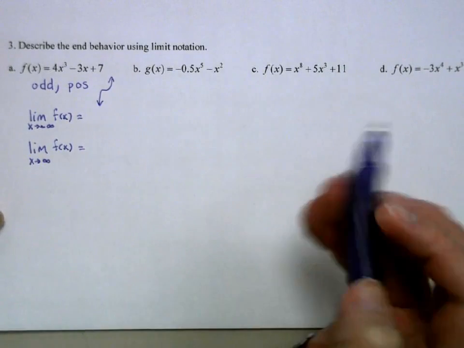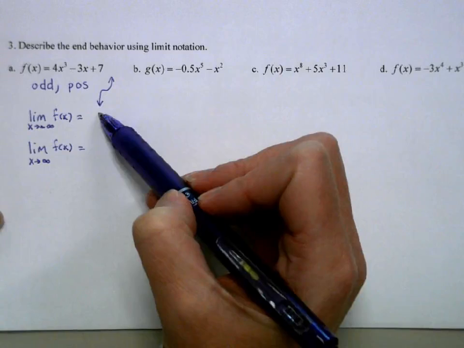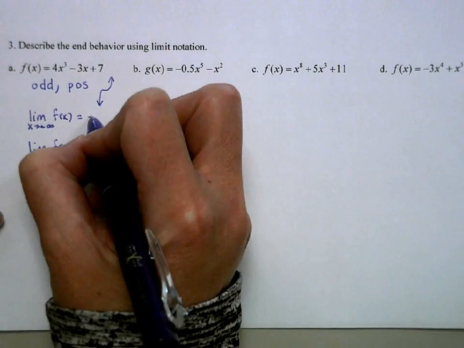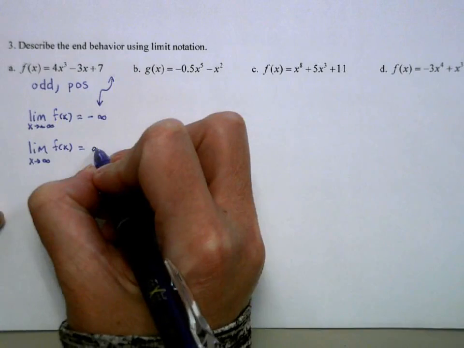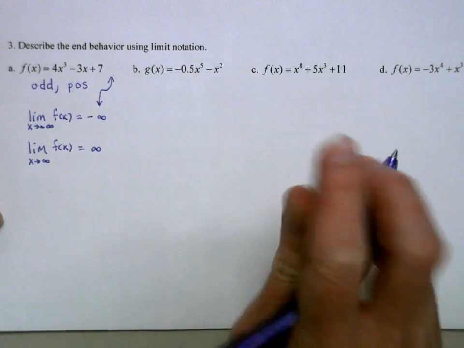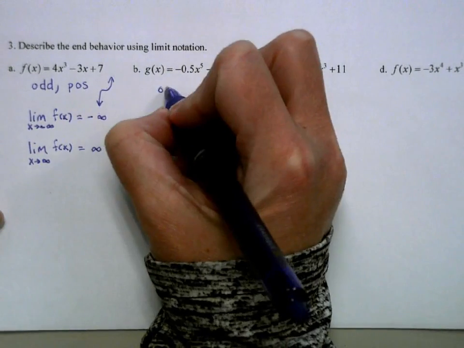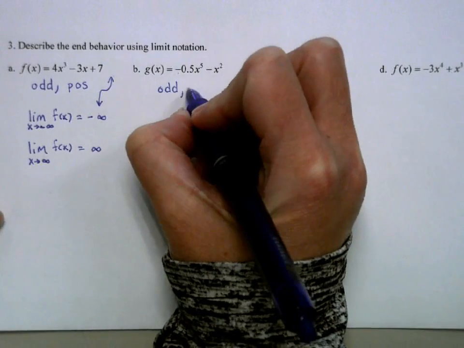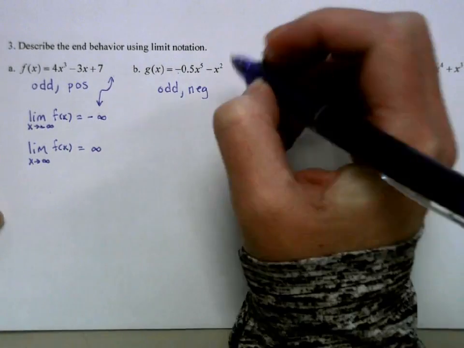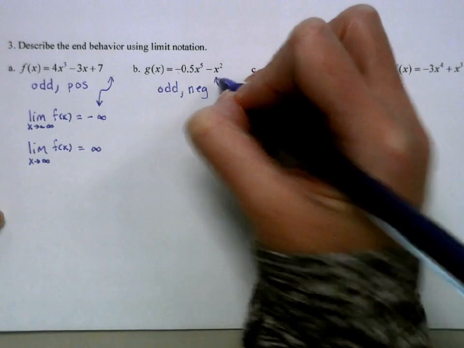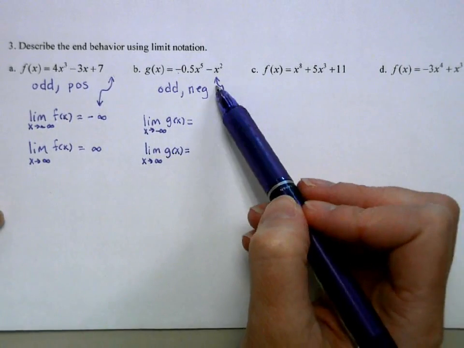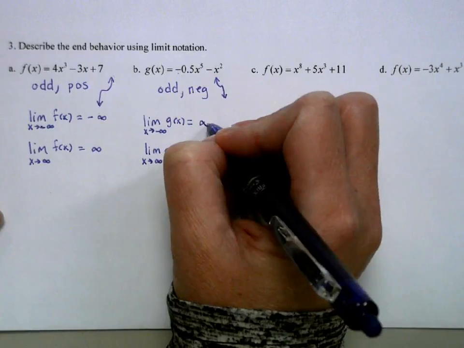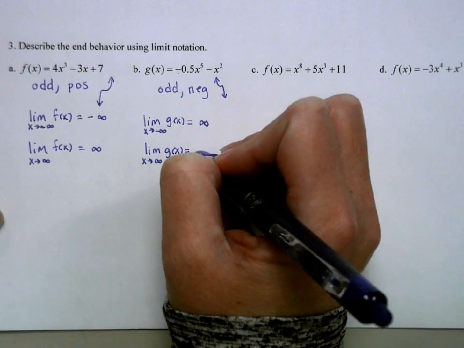For this one, as I go to -infinity, my graph is decreasing without bound, so this goes to -infinity. Here it's increasing without bound, so it's going to +infinity. My second one here is an odd degree, because it's degree 5, but the leading coefficient is negative. So that's going to make the graph look more like that. Write the limit statements. For this one, as we go to -infinity, it's increasing without bound. As we go to +infinity, it's decreasing without bound.